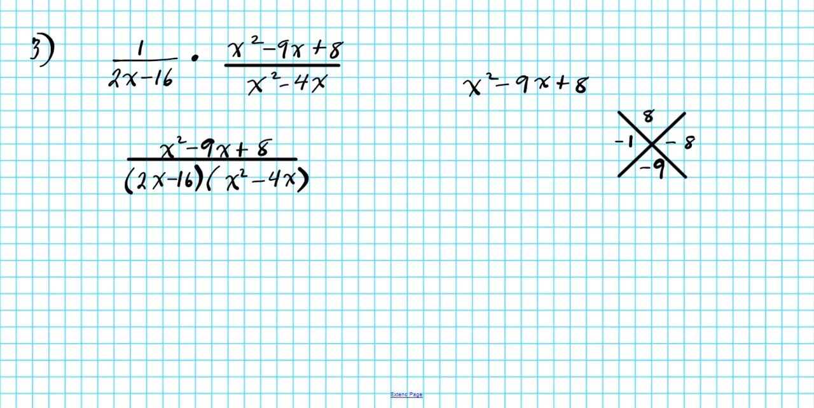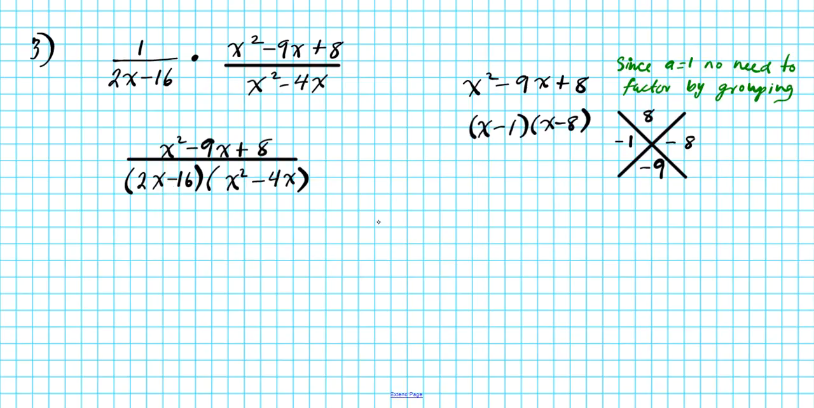Now, what is the value of a here? A is 1. So since a is equal to 1, no need to factor by grouping. We can just jump straight to the factored state. Factored state is going to be x minus 1 times x minus 8.